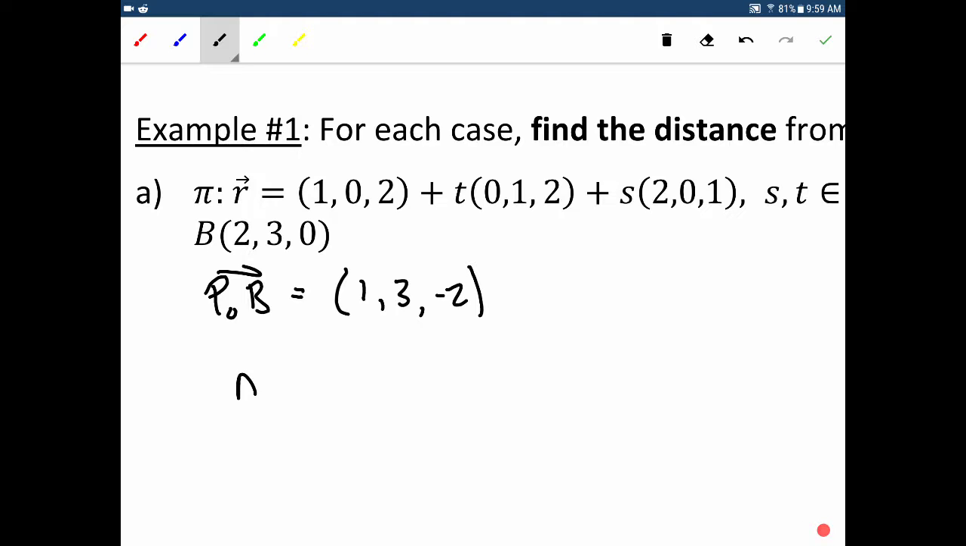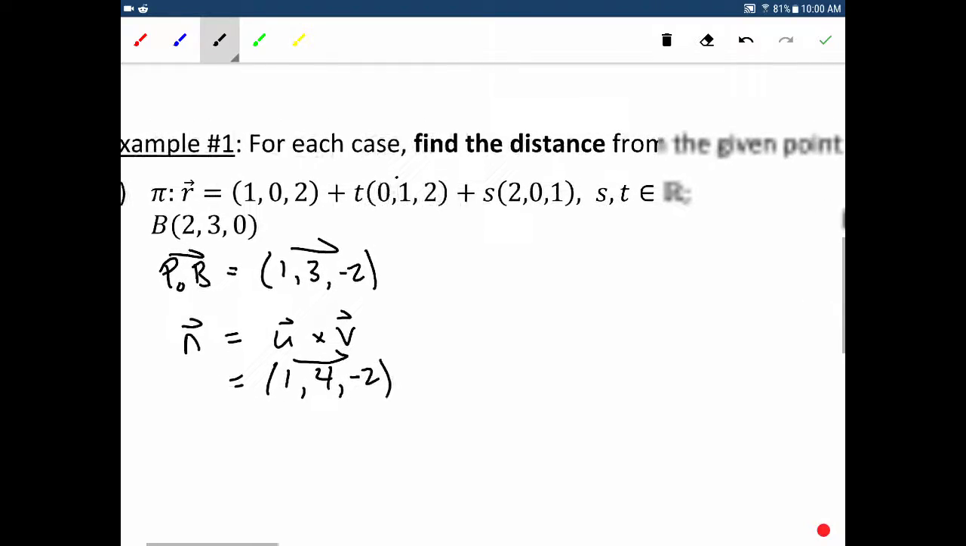Secondly, we'll find the normal vector, and I'm using that first version of the equation here. So I'm going to take the direction vector u, and then the direction vector v, and find the cross product of those. Now I've done it ahead of time. You can double check my math if you want, but what I got was (1, 4, -2). So there are my two vectors.